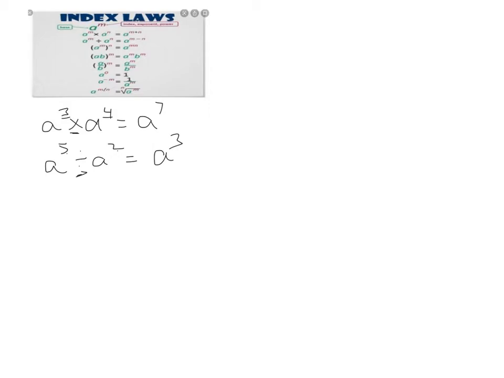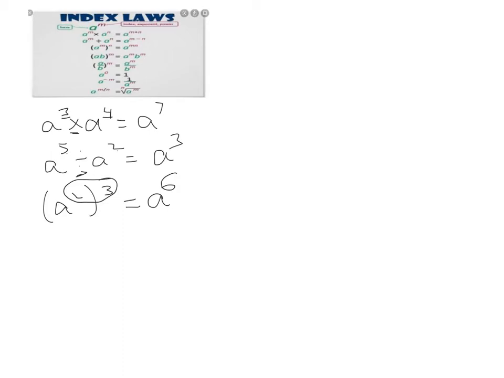The third thing that we've got is if we have a to the power of m, whatever that may be. So we'll do a to the power of 2, and then we'll make that all to the power of 3. What we end up doing is multiplying these two numbers. So this will become a to the power of 6.